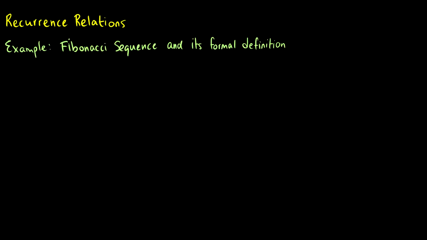Today we're going to take a look at recurrence relations. So what is a recurrence relation? A recurrence relation occurs when some number in a sequence depends on the previous numbers. A good example is the Fibonacci sequence.